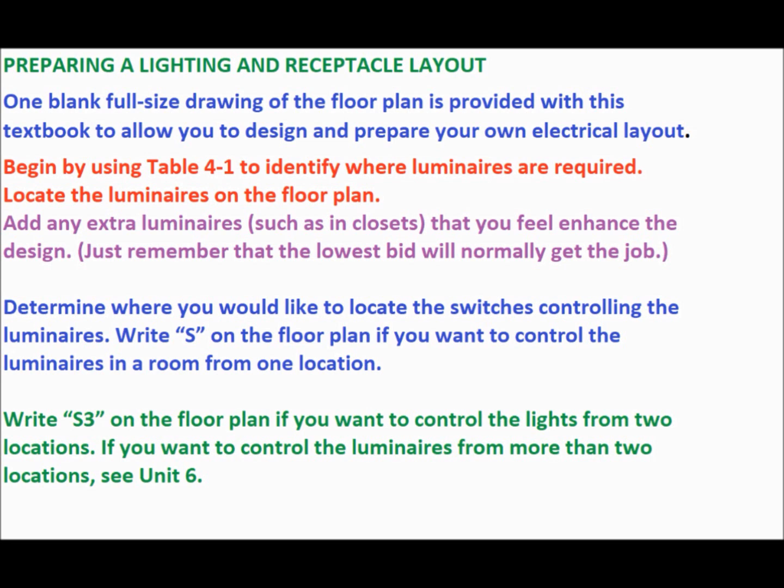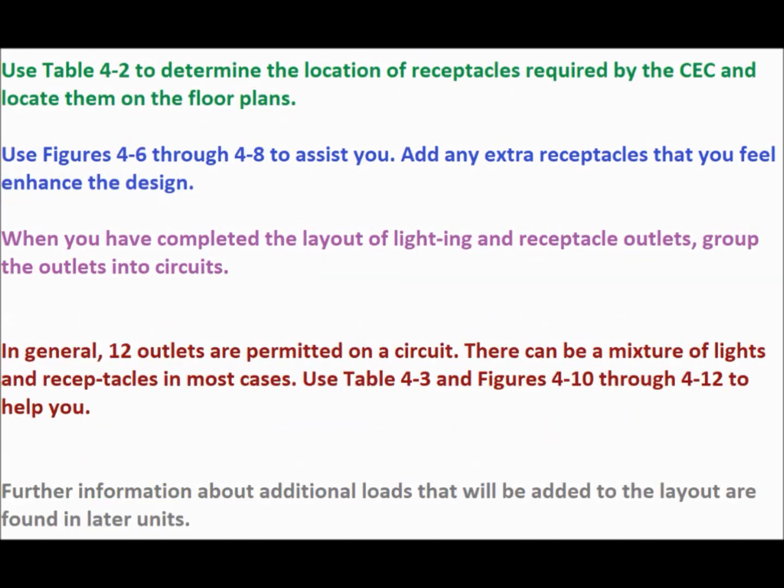Determine where you would like to locate the switches controlling the luminaires. Write S on the floor plan if you want to control the luminaires in a room from one location. Write S3 on the floor plan if you want to control the lights from 2 locations. If you want to control the luminaires from more than 2 locations, see Unit 6. Use Table 4.2 to determine the location of receptacles required by the CEC and locate them on the floor plans. Use figures 4.6 through 4.8 to assist you. Add any extra receptacles that you feel enhance the design.